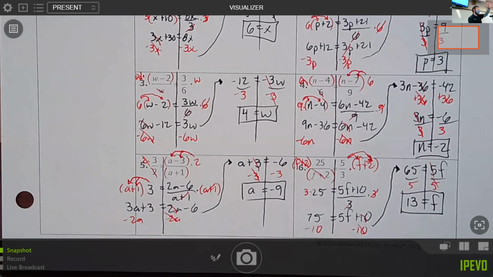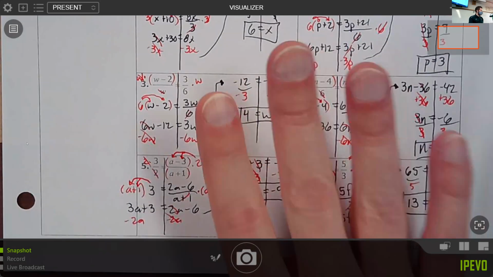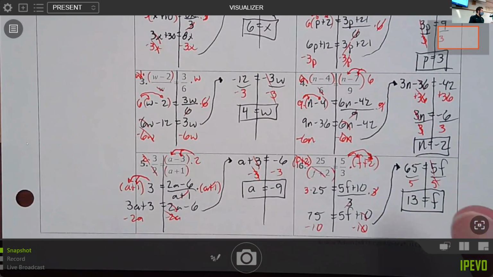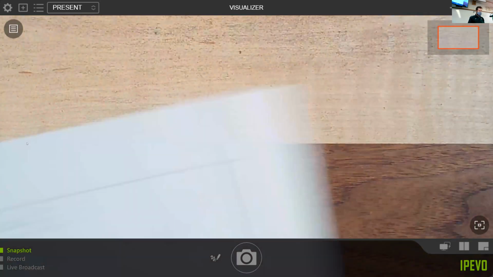Does anybody need more time? Anybody need more time to get these down? No? Okay. These will be posted to Google Classroom later, so if you need them, feel free to grab those later. So, moving on to the second page.